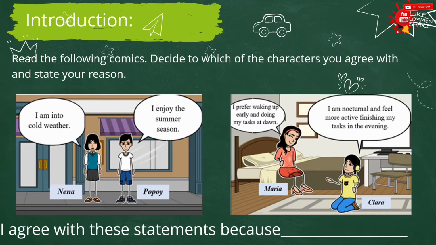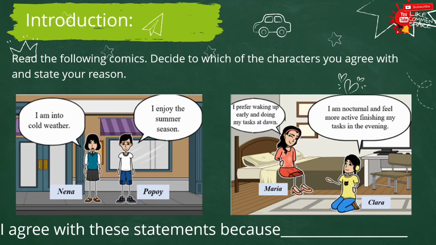Read the following comics, decide which character you agree with, and state your reason. For the first comic strip, we have Nena and Popoy. Nena said, "I am into cold weather." Popoy said, "I enjoy the summer season." Whom do you agree with? State your answer by completing this statement: I agree with blank because.